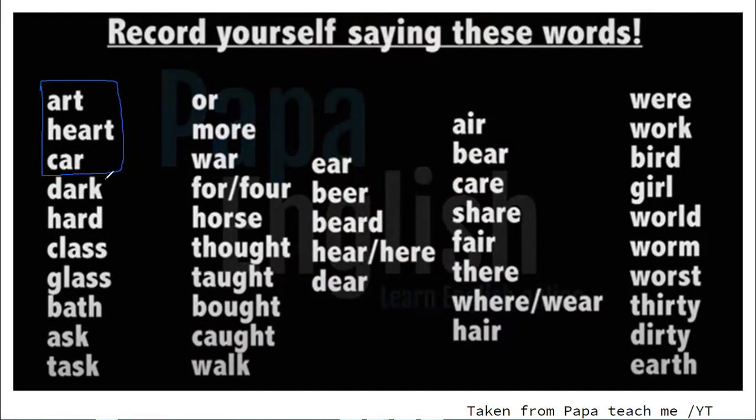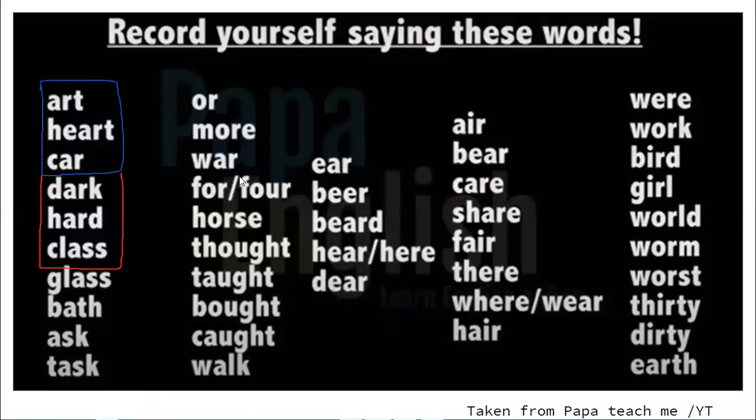Let's go with Mr. Gerard. You don't have a microphone, right? Let's go with Fiorella. Fiorella, can you continue with these three, please? Acá no hay malo ni bueno. Estamos revisando. Fiorella, are you there? Not here, it seems. Let's continue. Fernandilla, are you there? Sí. Continue with these three. Dark, hard, class. Thank you.